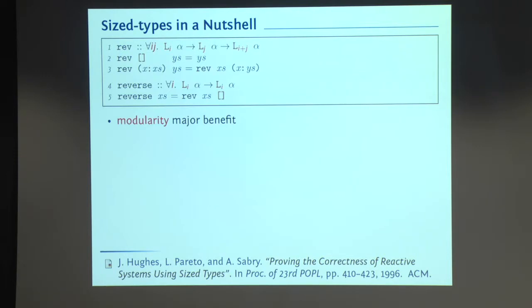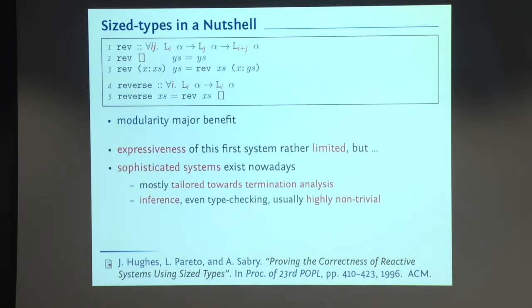However, if you look, for instance, at this very first system that was introduced now more than 20 years ago, then this system is based on a rather simple type theory, I would say. So in some sense, it's limited. Nowadays, in particular in the context of termination analysis, very sophisticated size type systems exist. However, the main drawback, at least for our purposes, is that in these size type systems, inference, the thing that we are foremost interested in in this work, is highly non-trivial.